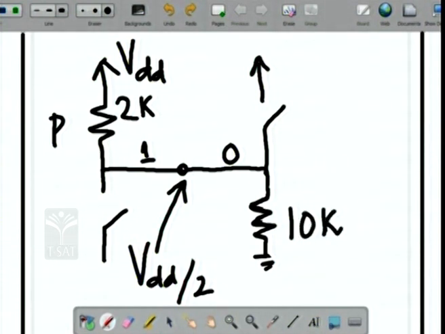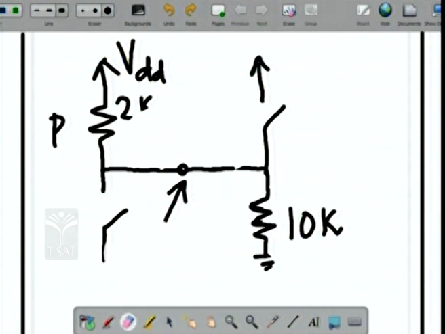Now what will happen? This is still a potential divider, but now the value over here is not really 1 or 0. What is the value here? The value here will be VDD into 10 by 12, and 10 by 12 is 5 by 6. And therefore this is clearly a case of logic 1.